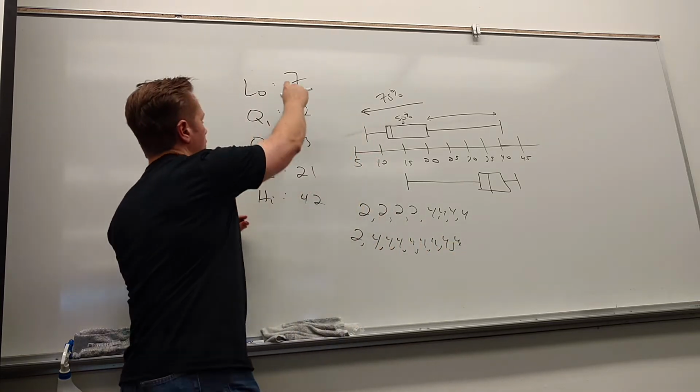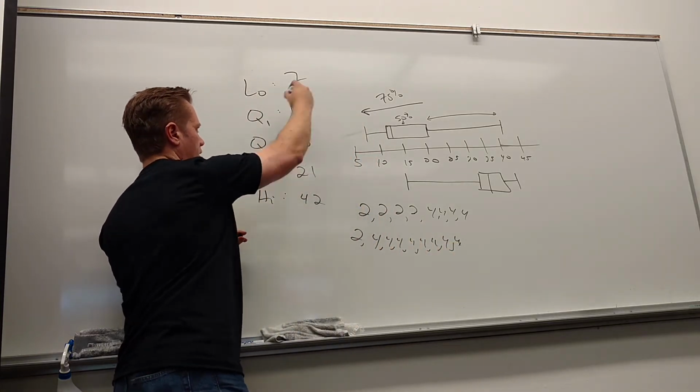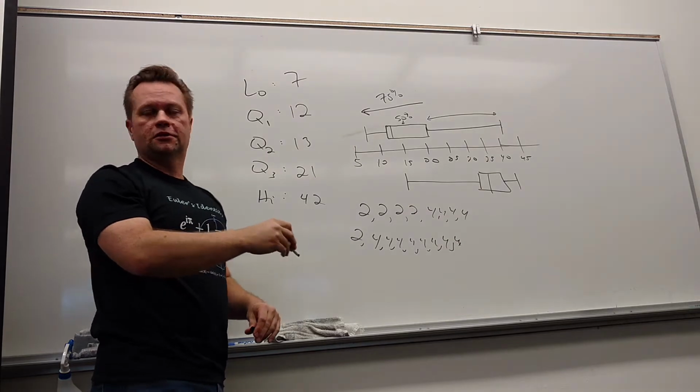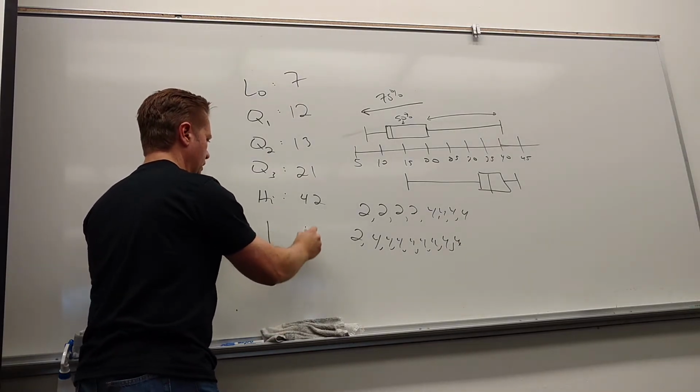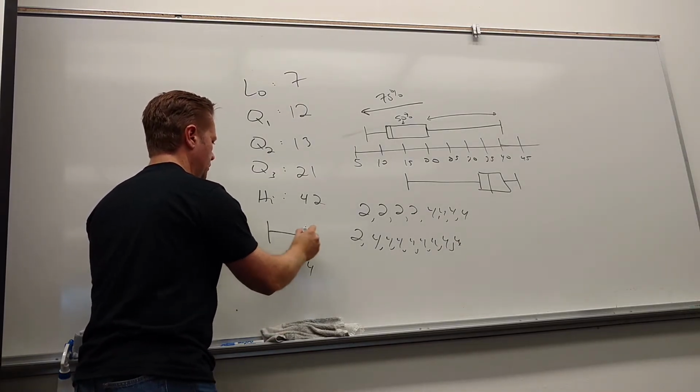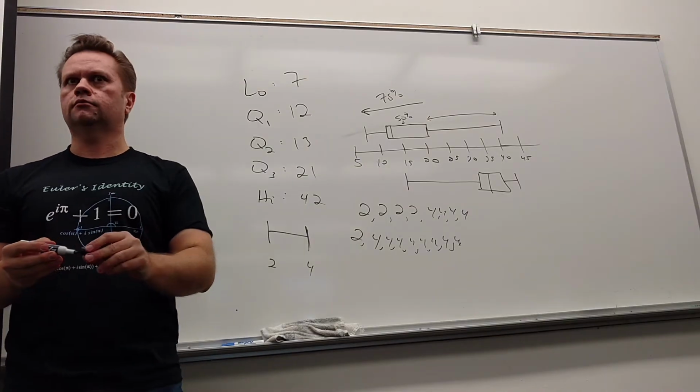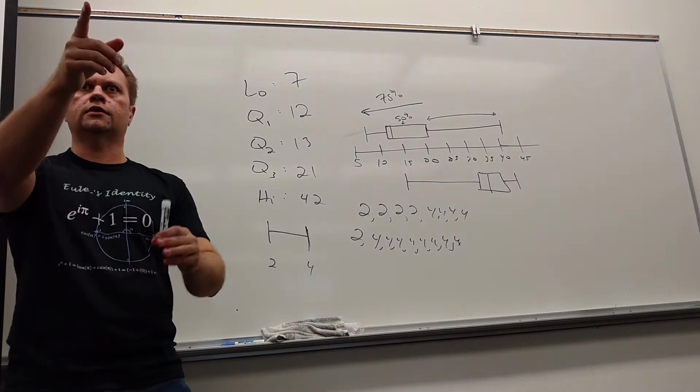So like the low would be 2, and then all of these would be 4. So you have a line, and then you have a line at 4, and then you connect them. Cool. You were asking that last time, I think.